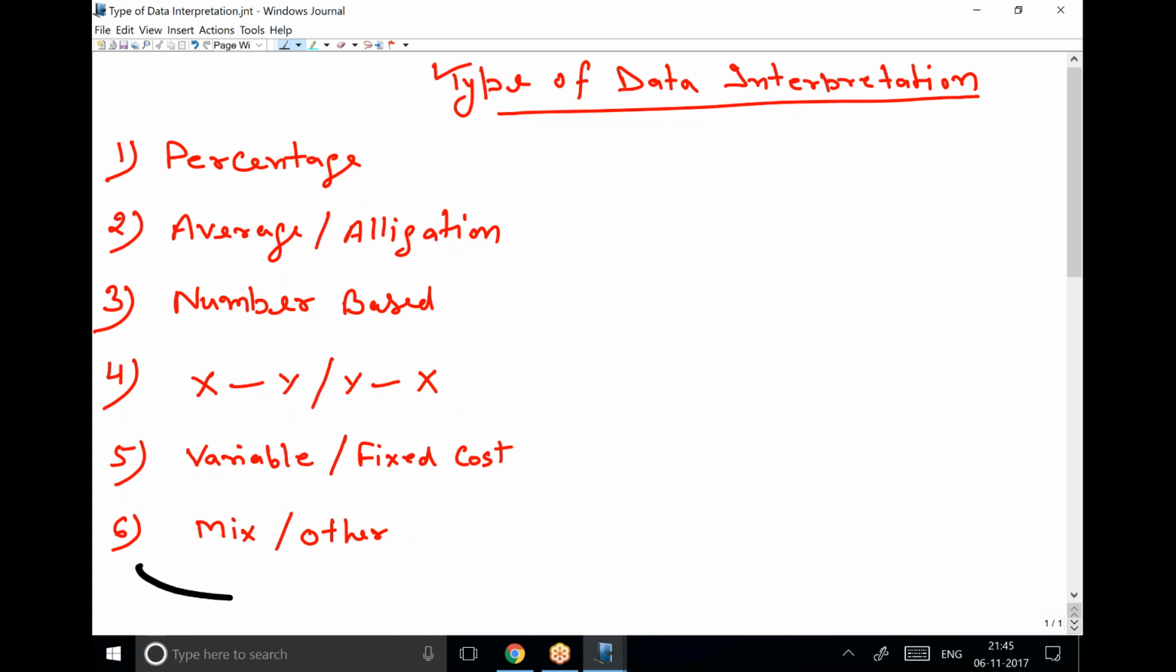And then we will combine other questions. So these are the types which we are going to cover in today's session. So let's start with percentage, and what you're supposed to recall when you are starting with percentage.